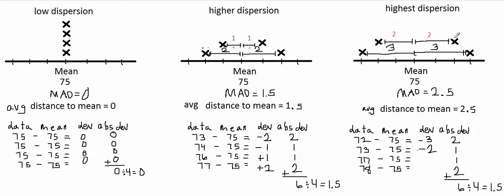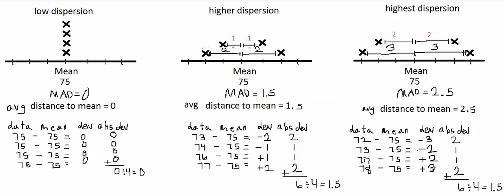This person right here, who got an exam score of 77, is 2 above the mean. So if they're 2 above the mean, their deviation should be +2. And 77 minus 75 is +2. So that person does have a deviation of +2. This person who got the exam score of 78 is 3 above the mean of 75. So this person's deviation should be +3. Because if they're 3 above the mean, their deviation is a +3. 78 minus 75 is +3.